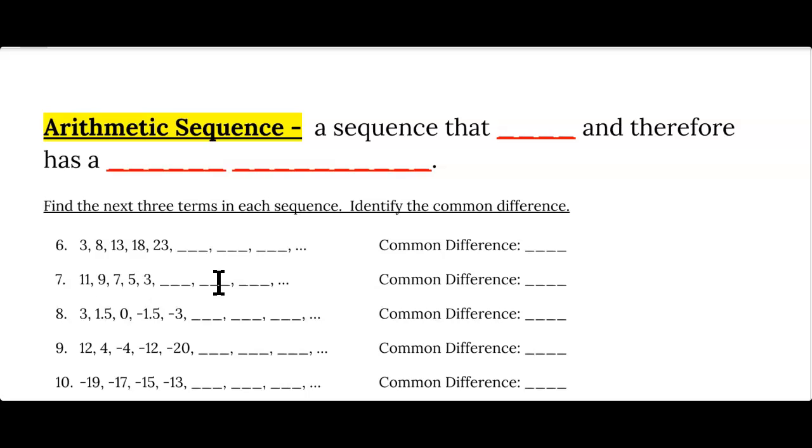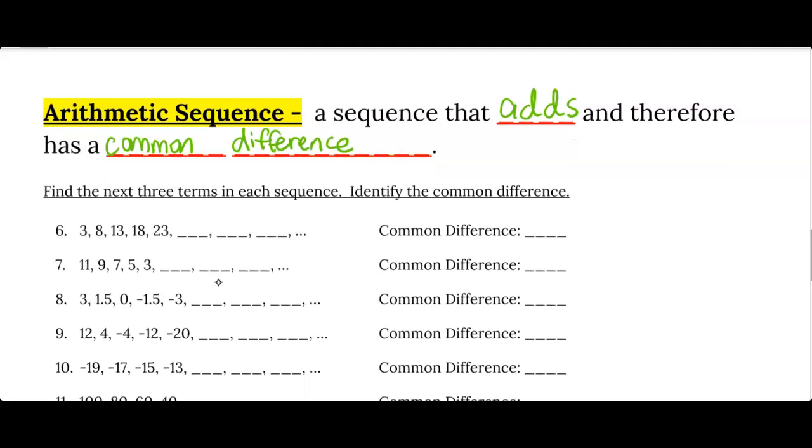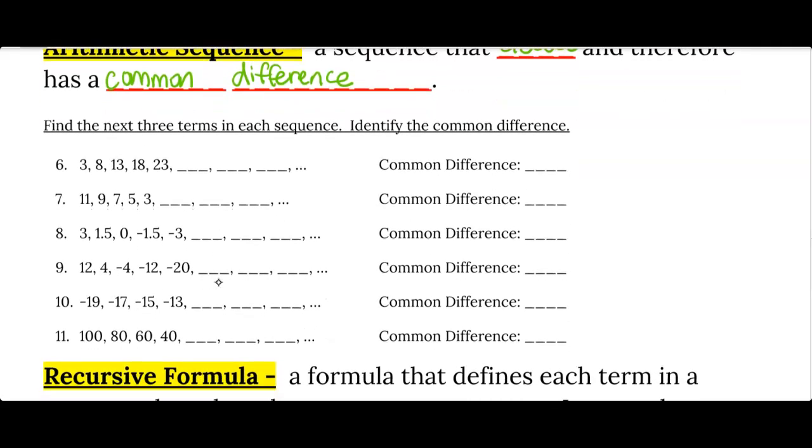So an arithmetic sequence is simply a sequence that adds, and therefore it will have a common difference. Just like we did yesterday, we are going to be looking at these terms and figuring out how they're changing. So when we look at number 6, to get from 3 to 8, we know that we need to add 5. But we always want to make sure that it works for all of the terms.